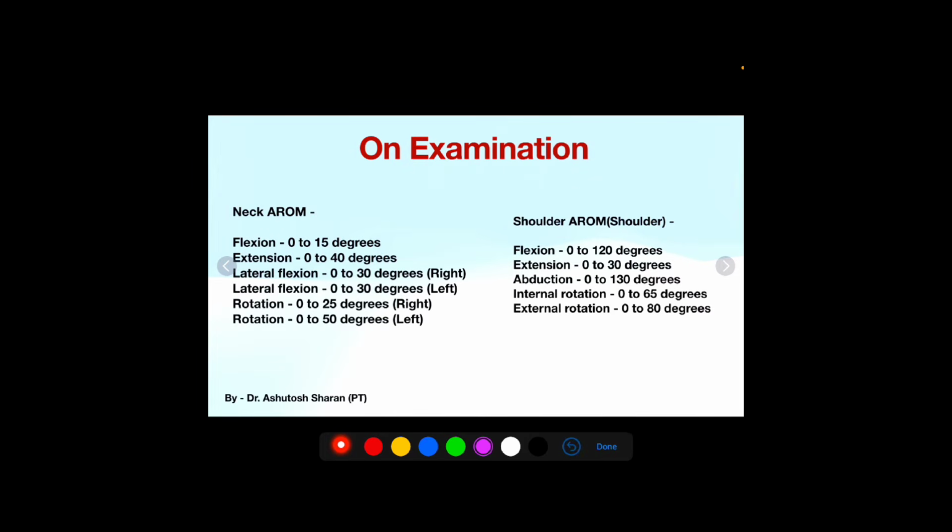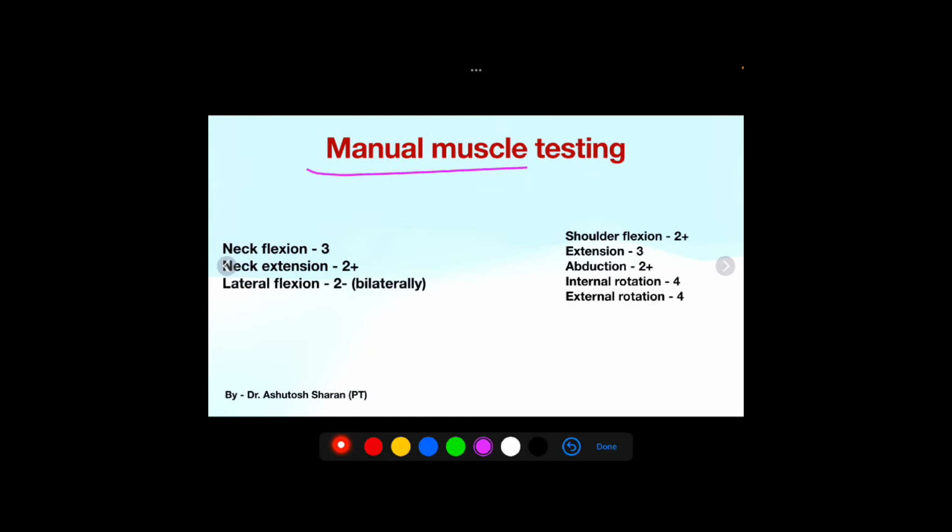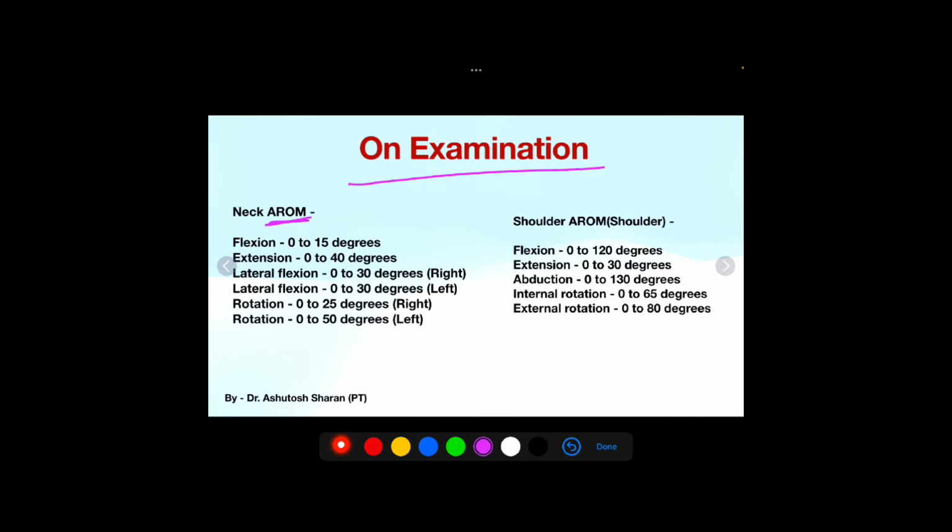So now the next one is on examination. Now on examination, you examine two things, range of motion as well as muscle strength, which is examined through manual muscle testing. Now about the manual muscle testing and about the range of motion, I have discussed both of these things and how to examine it in a separate video.